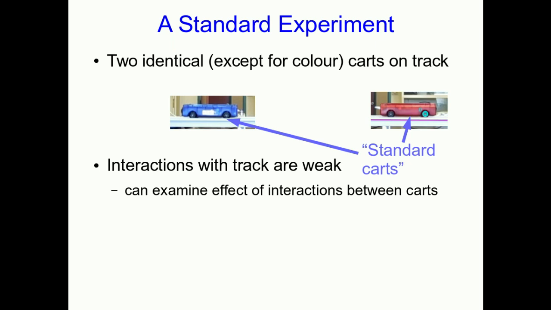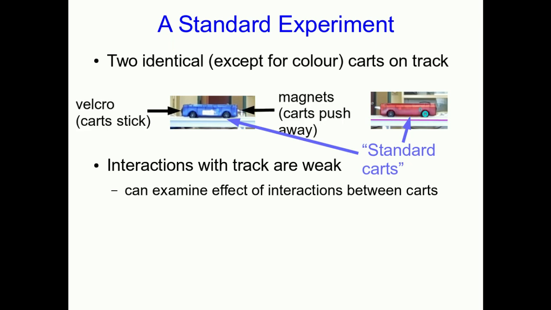And so we can set things up so that we can examine the effect of the interactions between the carts and more or less ignore friction. And we can have the carts interact with each other in a number of ways. On one end, each of these carts has Velcro, so we can make carts bump into each other and stick to each other. On the other end, they have magnets, but they're oriented not so that the carts stick together magnetically, but so that they push each other apart magnetically.